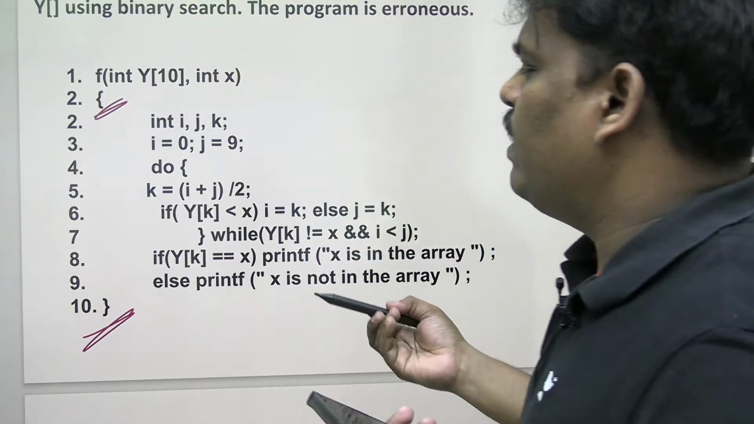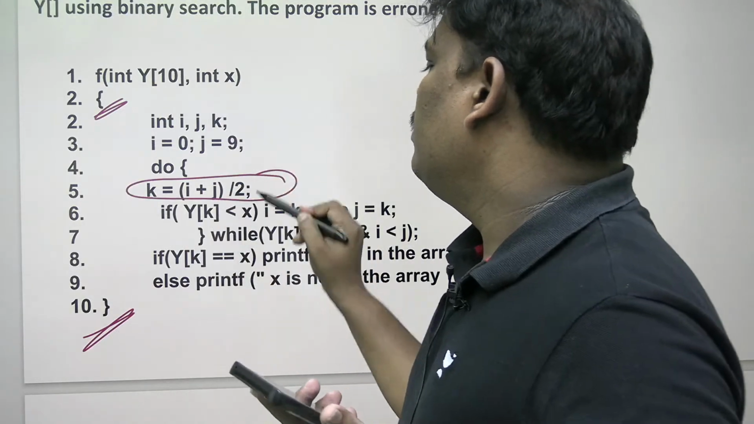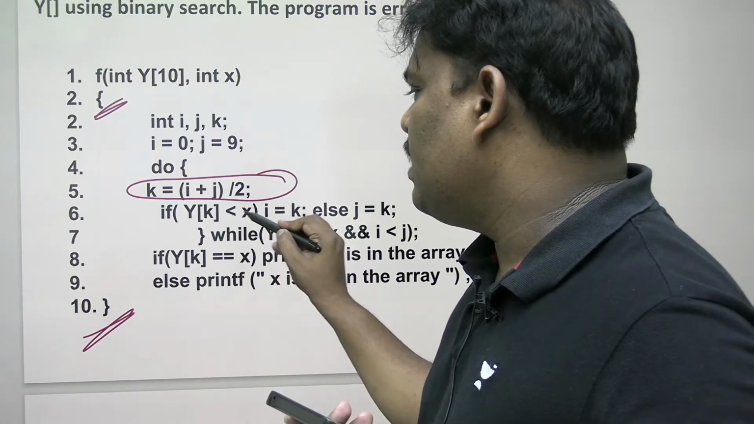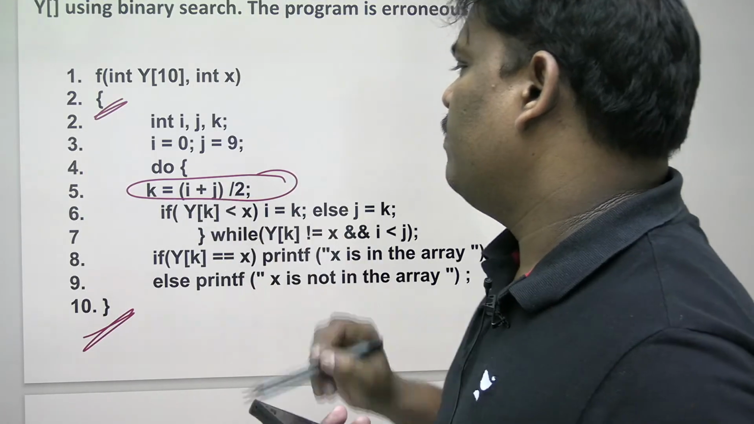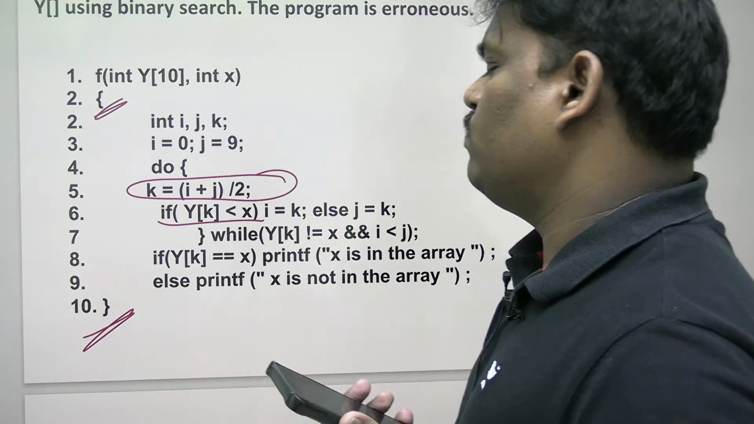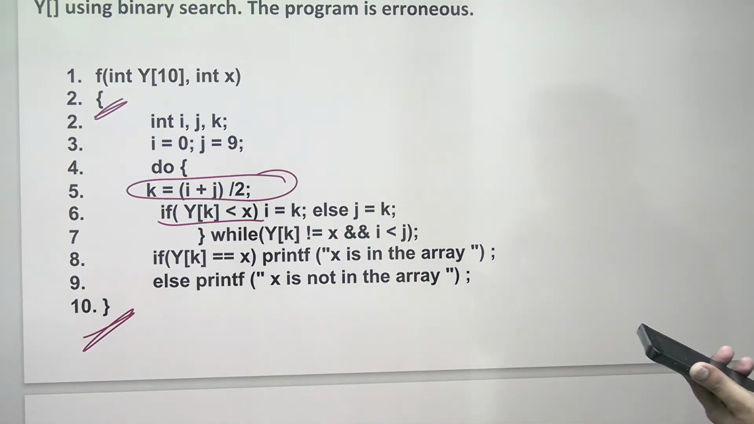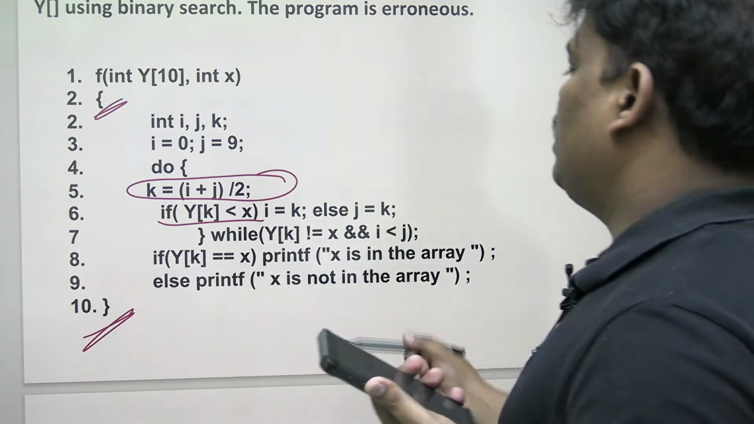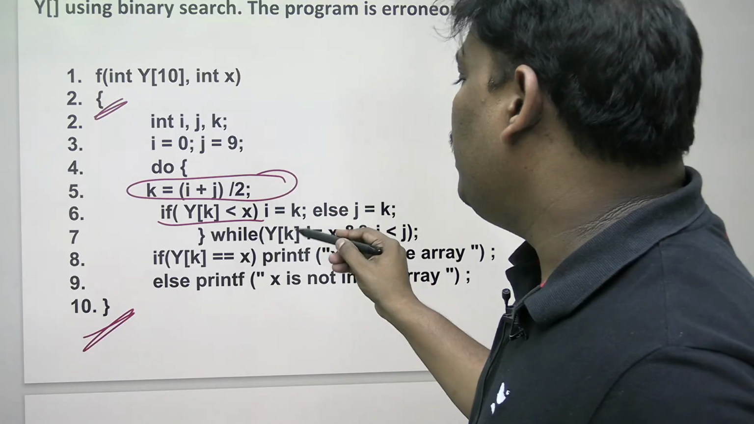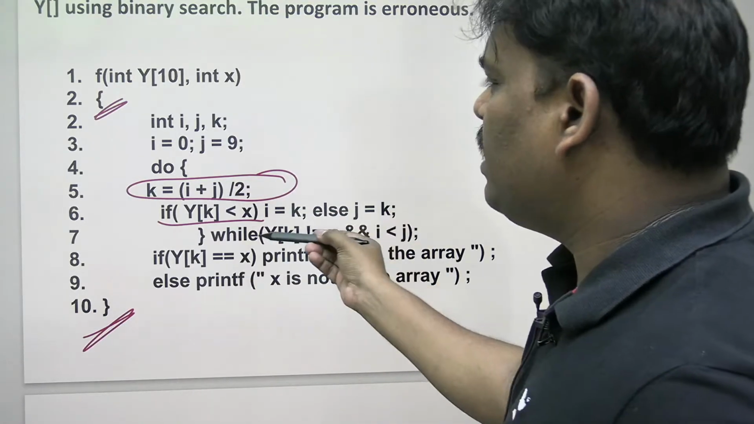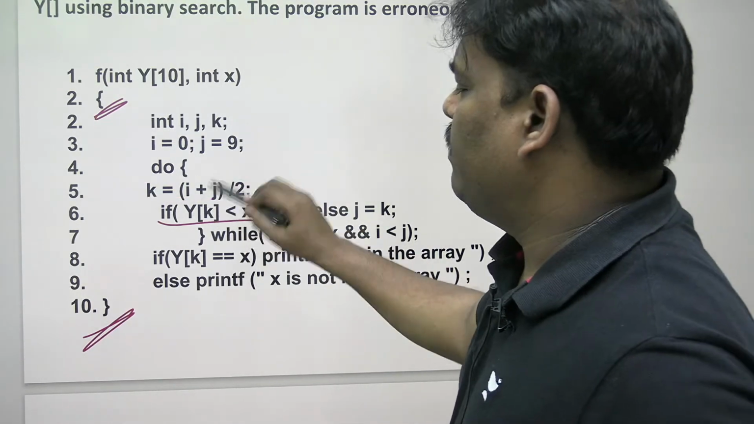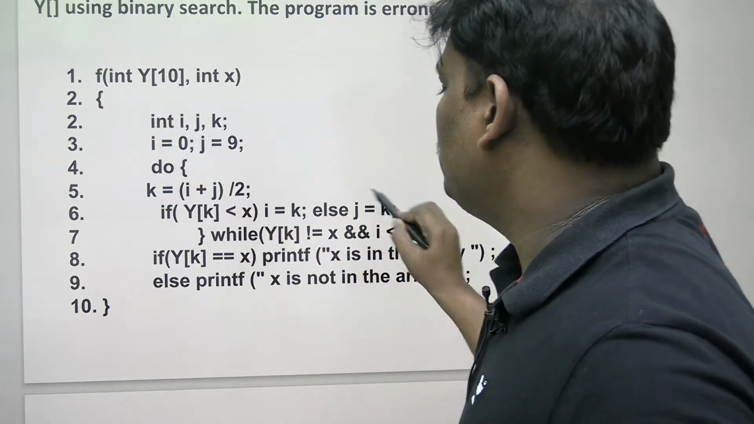You know binary search very well, right? First find the mid element. If the mid element is your element X... K is the mid, so Y of K is the mid element. If the mid element is less than X, you do something; otherwise, something else. If the condition is true, this is the story; if the condition fails, some other story. Please take care. The binary search program is given. Within a few minutes I will explain, you just check yourself. It is a simple binary search program.